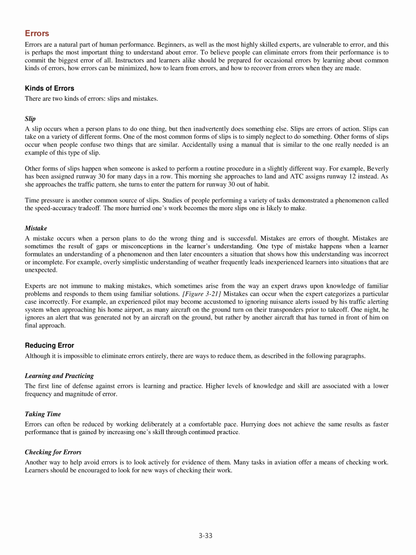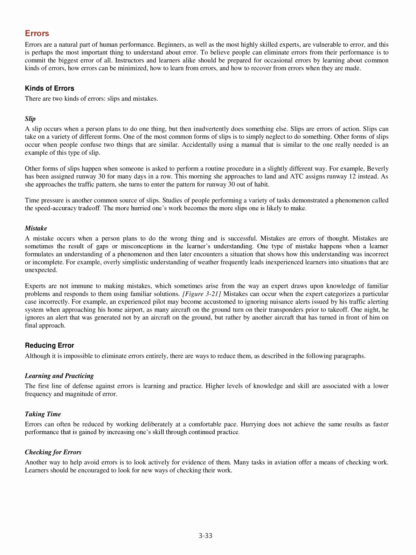Kinds of errors. There are two kinds of errors, slips and mistakes. A slip occurs when a person plans to do one thing, but then inadvertently does something else. Slips are errors of action. Slips can take on a variety of different forms. One of the most common forms of slips is to simply neglect to do something. Other forms of slips occur when people confuse two things that are similar. Accidentally using a manual that is similar to the one really needed is an example of this type of slip.